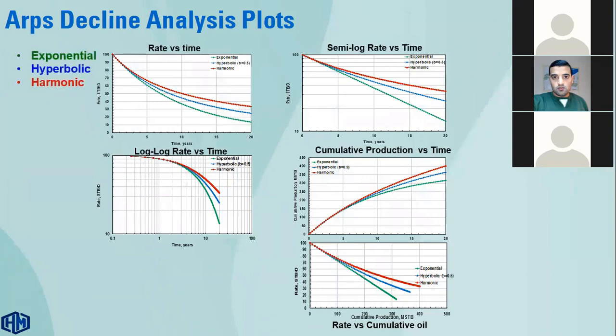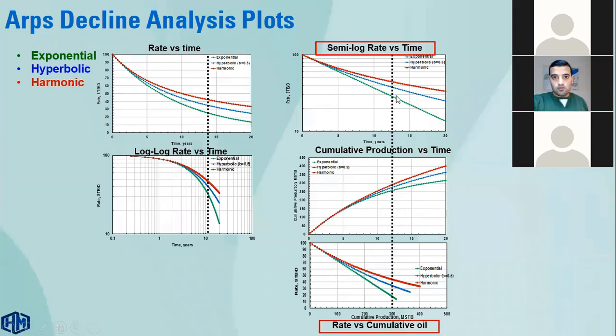For the different analysis plots of Arps' equation, we simply have production data versus time, as you can see, rate versus time in normal coordinates. We have different scenarios: exponential, hyperbolic, and harmonic. If we plot this data on a semi-log plot, as you can see, log q versus time, the exponential decline, in this green color, will be a straight line. Also, if we plot rate versus Q production, we will get the exponential decline as a straight line.